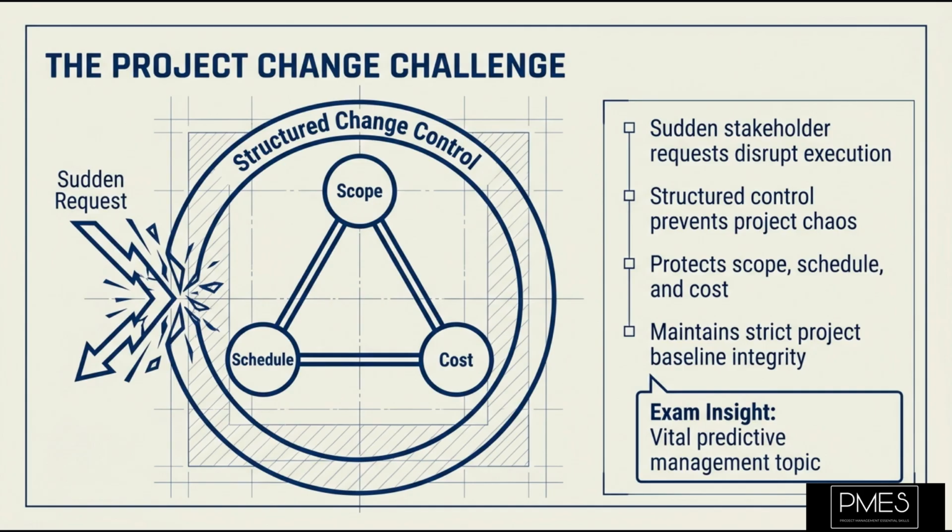Today we are going to simplify change control, an absolutely vital process in predictive project management that protects your project's baselines. This is how you formally manage changes to your scope, schedule, and cost. Mastering this is key to keeping your project on track and avoiding chaos. It is also a frequent topic on your Certified Associate in Project Management exam.